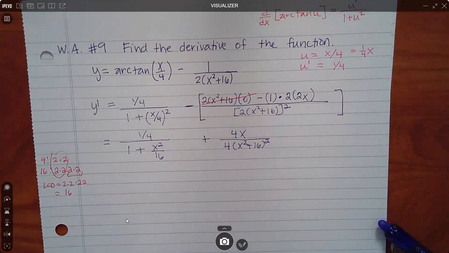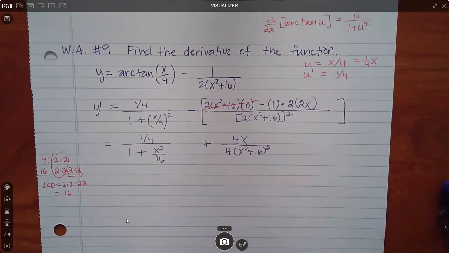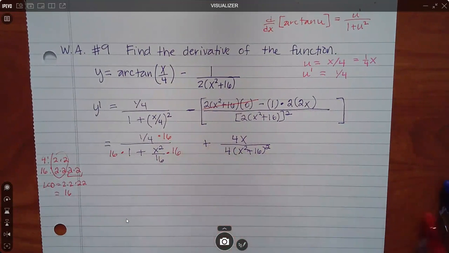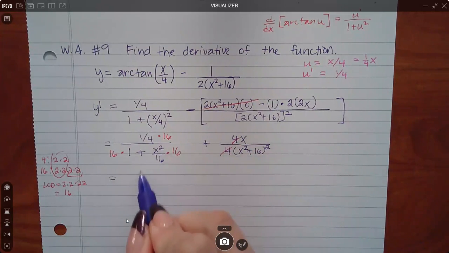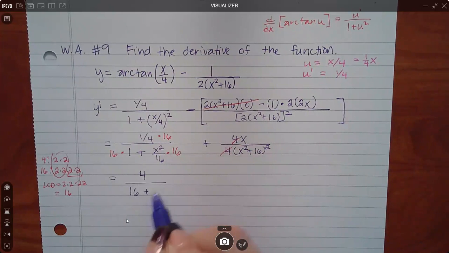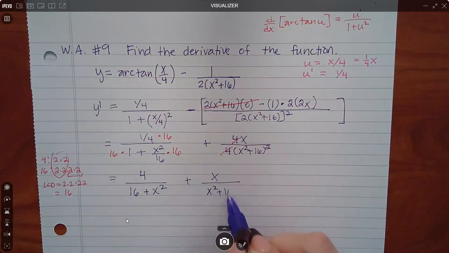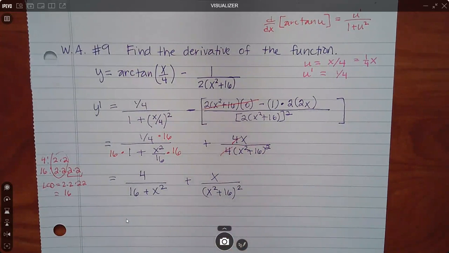So I am going to use 16. So 16 here, 16 here, and 16 there. And these fours I'm going to knock out. So we end up with 4 over 16 plus x squared, and then x over x squared plus 16 squared. This one's interesting. I can write this as one fraction, and in the answer questions, it most likely will have it written as one fraction. What would be the common denominator here?